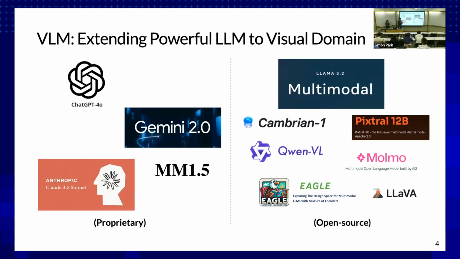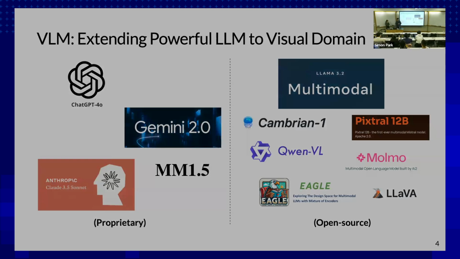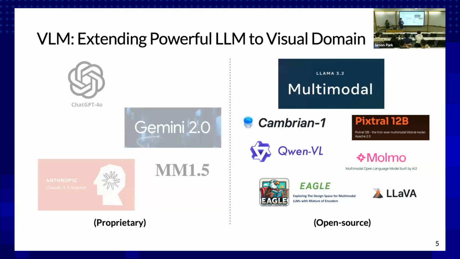So a recent trend on the language model side has been to extend these powerful LLMs to also process image input. And there have been some proprietary efforts and open source efforts. But for the scope of this project, we decided to focus on open source models because the architecture is known to us. Proprietary models are not really known to us, so we don't really know how much analysis we can do there.